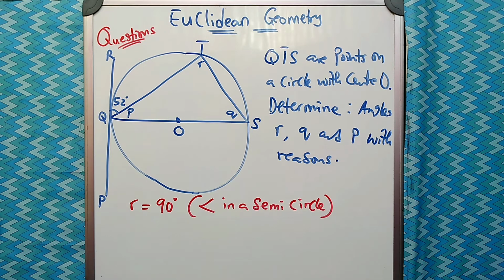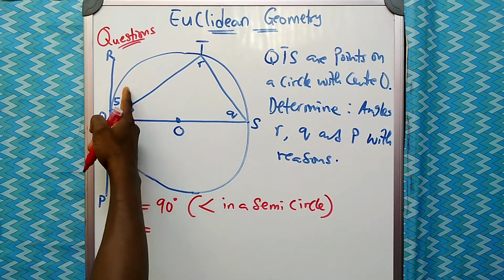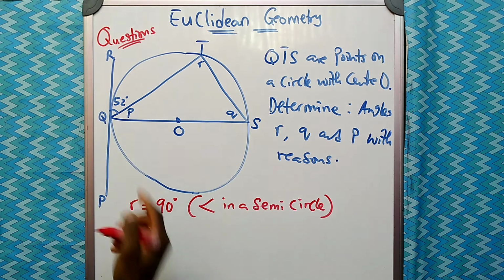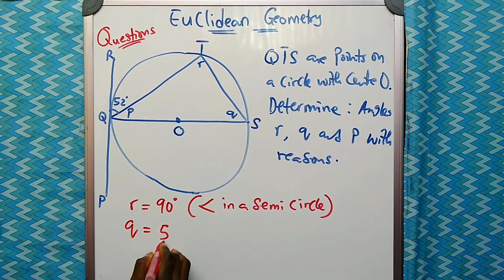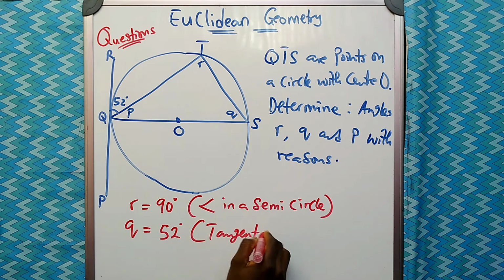Very simple. Please just get yourself familiar with these theorems and practice as many questions as you can, and I tell you, you will be very good in Euclidean geometry. Okay, the second thing we can look at is the Q. If we look at the Q, it has the same corresponding angle with the tangent, on the opposite side of the tangent, which is 52, and we can put the reason as the tangent chord theorem.